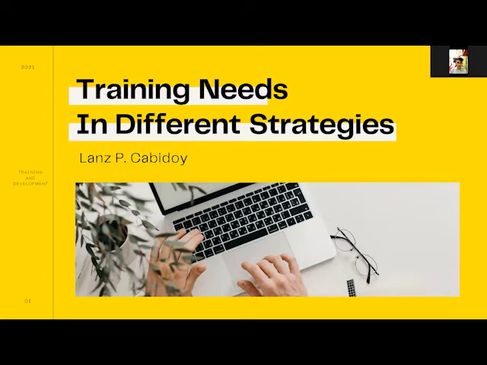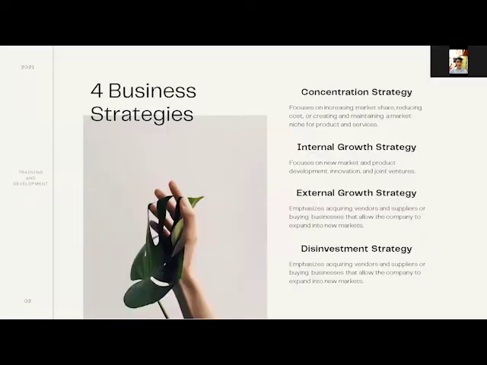So let me just continue the said topics here in Lesson 1. Let's proceed to training needs in different strategies. There are 4 different strategies in the said training. So these are the 4 business strategies. And we all know how strategies can be formed, and it is something very fundamental to a company's success.